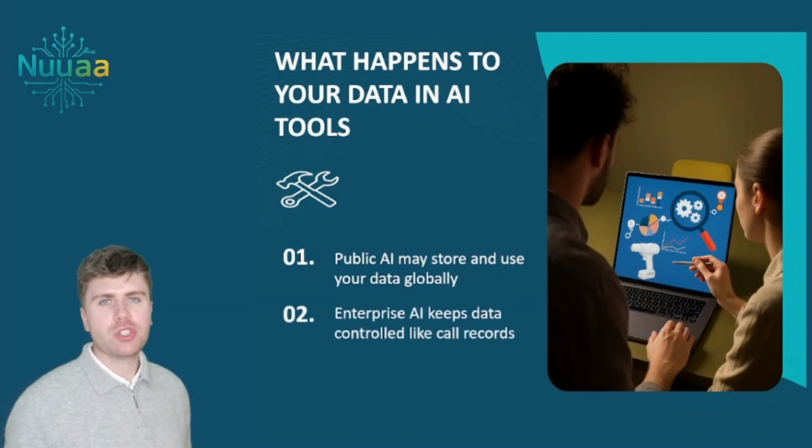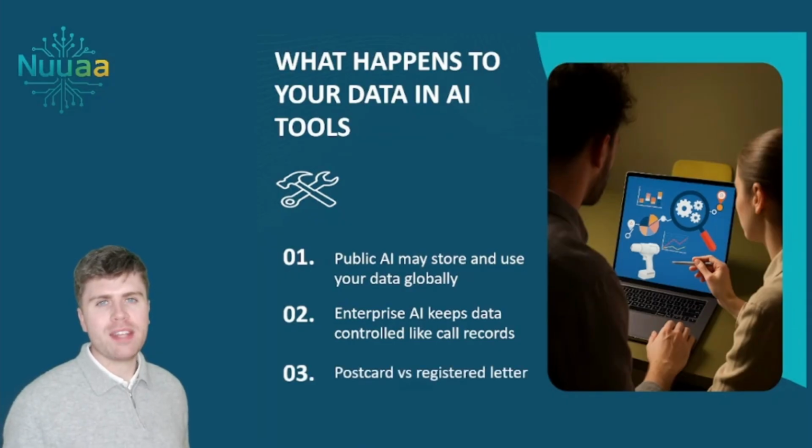Paid AI tools could still use your conversations to train their models, but they typically give you a method to turn this feature off. They can also offer you guarantees that your data will remain within a particular jurisdiction, such as the United States or the European Union. This is not the case with free tools. We can think of it this way. Free AI is like sending a postcard that anyone along the route can read. But paid AI is like sending a registered letter that requires a signature when it's received.